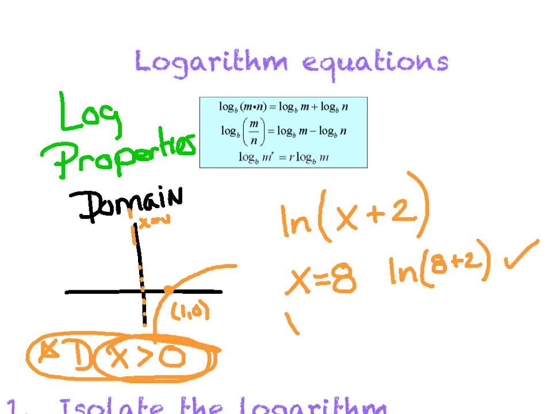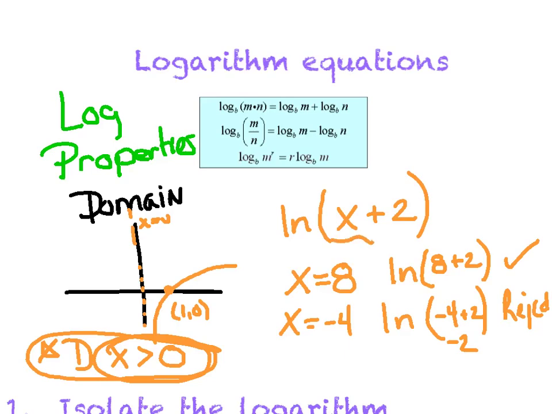What if I said x equals negative 4? I'll plug it in. I would get the ln of negative 4 plus 2, which is negative 2. Am I allowed to have a negative in my ln? Well, if I look at my graph, if I go to negative 2, there's not even a graph there. So in this case, I would reject that answer. Okay? So we've got to be careful in our checks here. And when I say check, we're really just plugging it back in to see if our value is legal or not. Let me throw one more at you.